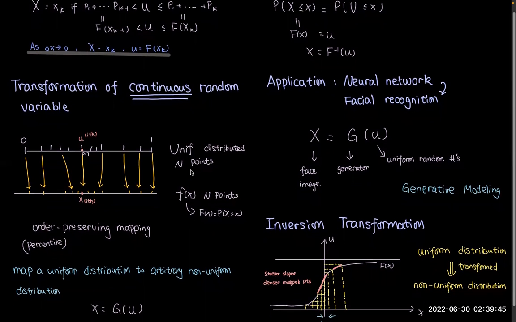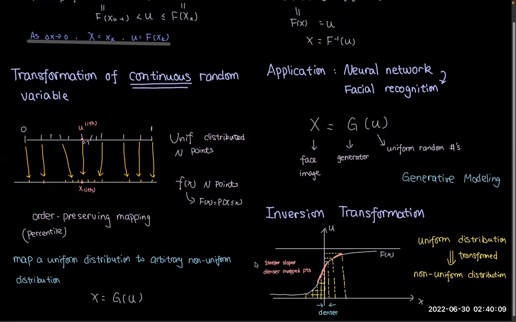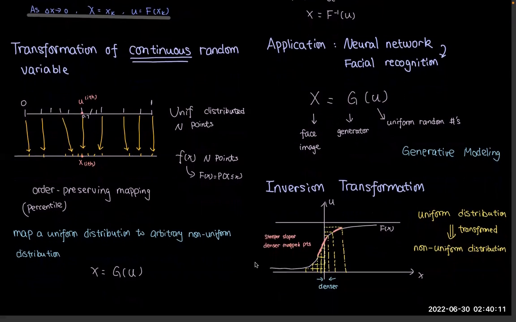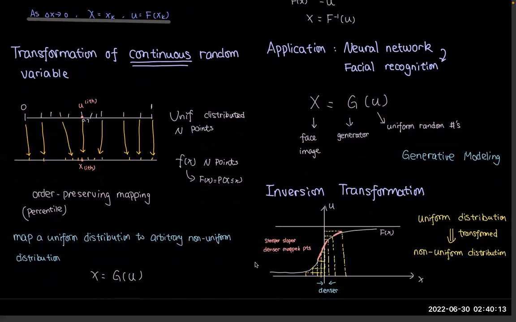Okay, so that's the mapping. So here, I hope that this mapping idea can illustrate the idea that we can map a set of points, a population of points that follow a certain distribution to a population of points that follow a different distribution. Okay, and then we can also think about this inversion method from yet another perspective.